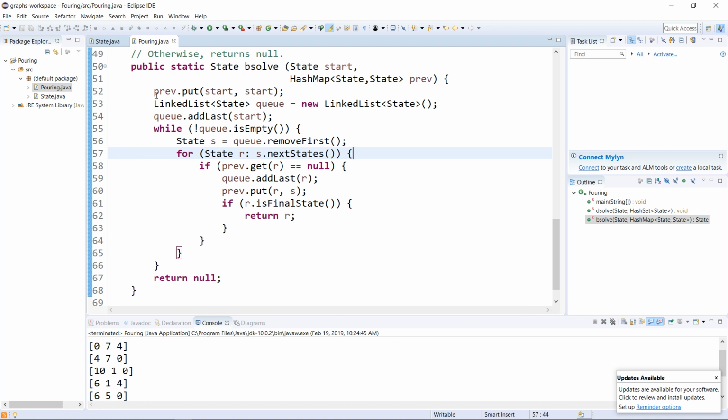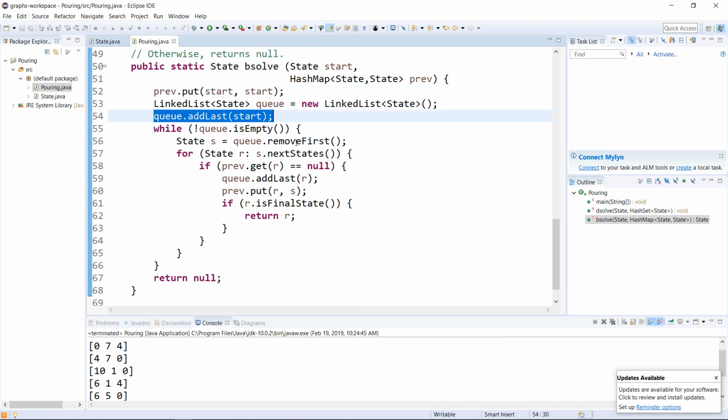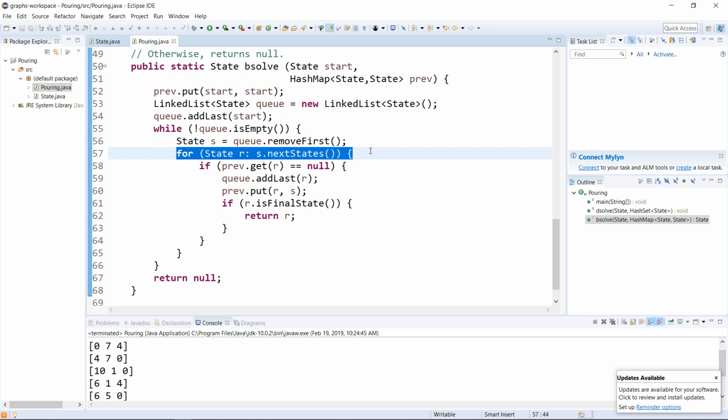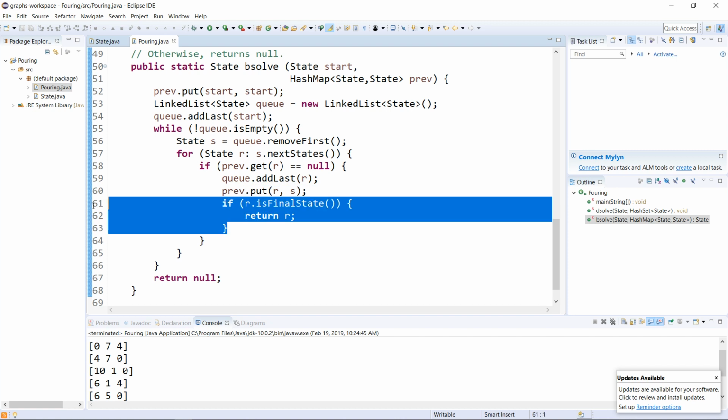It starts by making the previous of start be itself to mark it as the top, as the start. It creates an empty queue. It adds start to the queue. While the queue is not empty, it removes something from the queue. Then, for every neighboring state, if we haven't been there, we add it to the queue, update the previous array, and check to see if we've reached the end. This check to see if we've reached a final state that we care about is really the only tweak that I've made to breadth first searching.